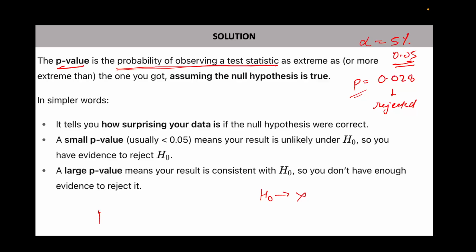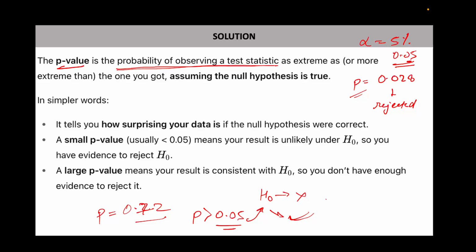Now, on the other hand, suppose your p-value is coming as 0.72. In that case, your p-value is more than 0.05, so your null hypothesis will not be rejected. In the example that we have taken, that means that the use of plant fertilizer has no relation to plant growth.